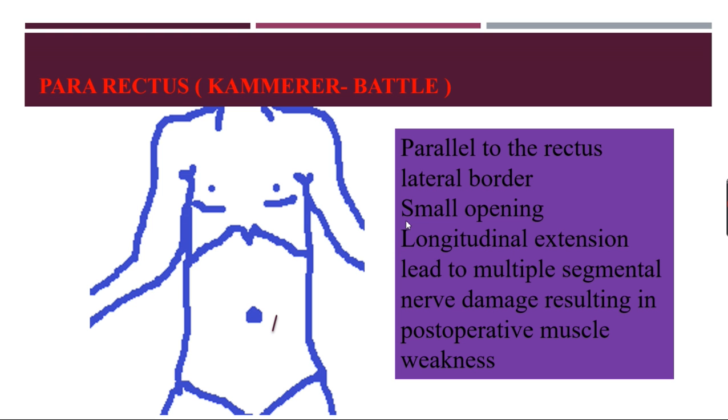After this supra and infraumbilical incision, in this video, probably the last one is the pararectus incision. This pararectus incision is also known as the Kammerer-Battle incision, right? Usually, here you can see this is the umbilicus and this one is the pararectus or Kammerer-Battle incision. This is usually given parallel to the rectus lateral border. One of the disadvantages is that it has a very small opening, and whenever we want to extend it longitudinally, it leads to multiple segmental nerve damage, and finally this will result in postoperative muscle weakness. Here you can see, right?